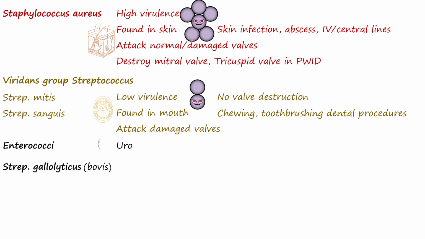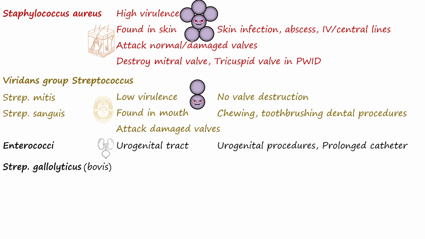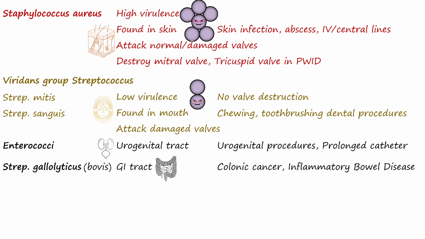Enterococci usually stay in the urogenital tracts, but they can sneak into the bloodstream during urogenital procedures or prolonged catheterization. Strep gallolyticus are also part of normal flora in the guts. In conditions like colon cancer or inflammatory bowel disease, they are more likely to enter into the bloodstream. So, if the patient is diagnosed with endocarditis caused by Strep gallolyticus, it's recommended to undergo colonoscopy.